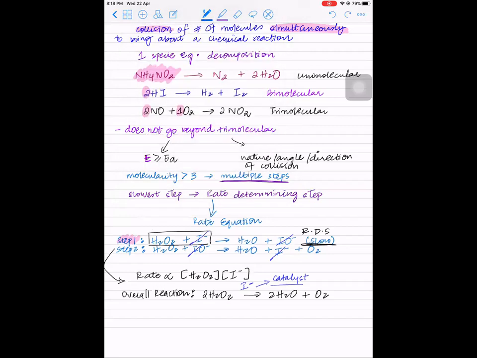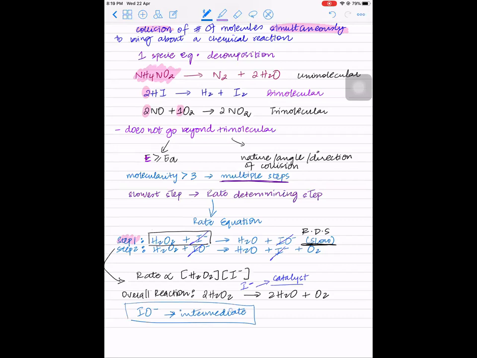It affects the rate. And IO right here is being formed in the reaction and is being used up in the reaction. IO would be an example of an intermediate, which is formed and used, but has no effect whatsoever on the rate, right?